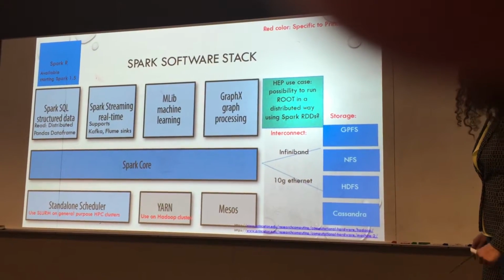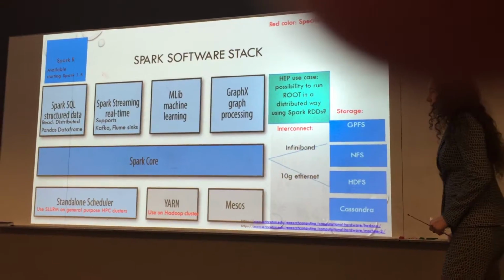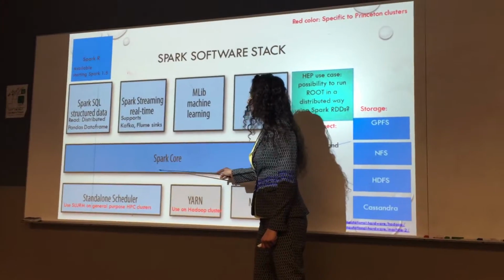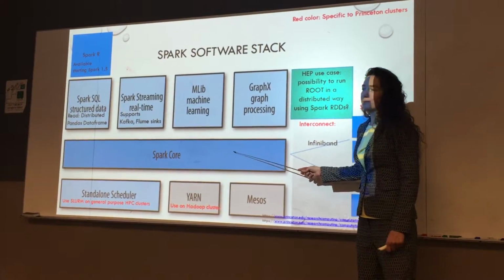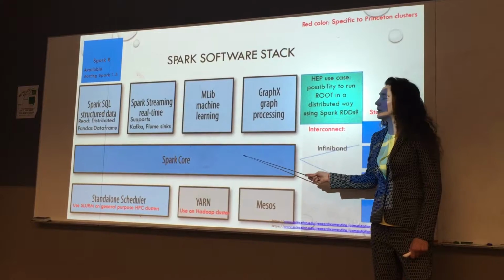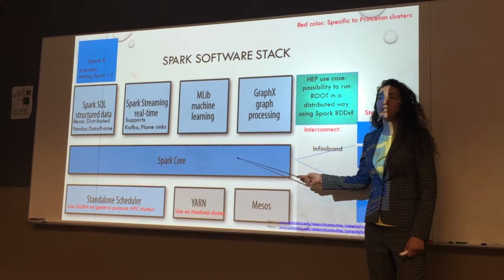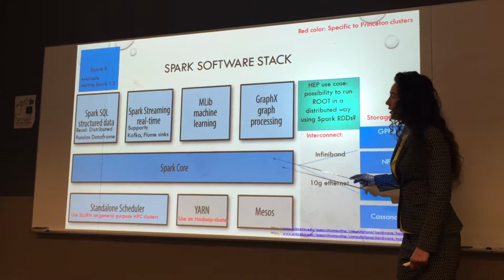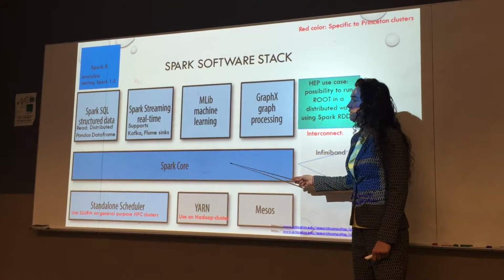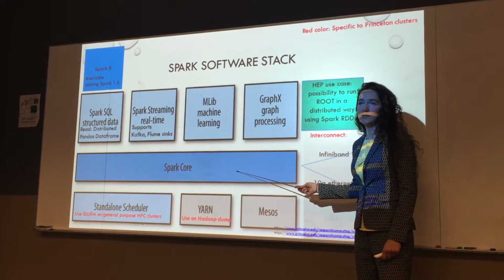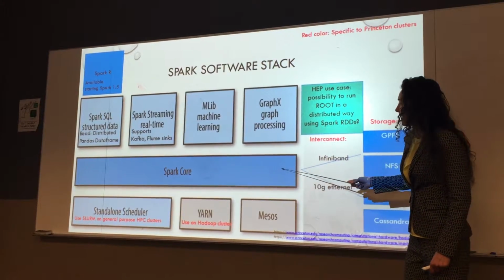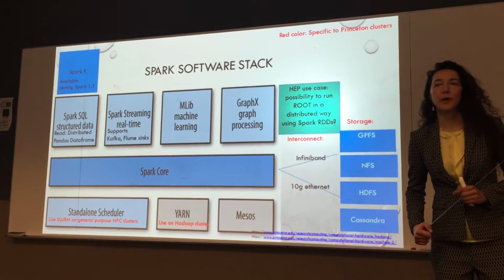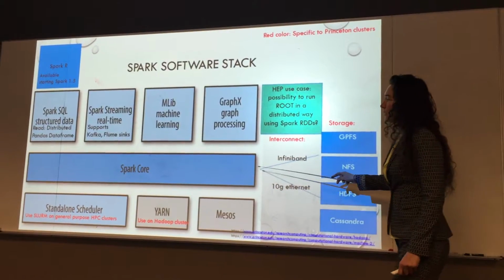So how does the Spark software stack look? So this is the Spark core, where is the cluster manager. The core is where the jobs are managed and scheduled, and also this is where the resilient distributed data sets reside, which are pretty much the basic unit of data for Spark.